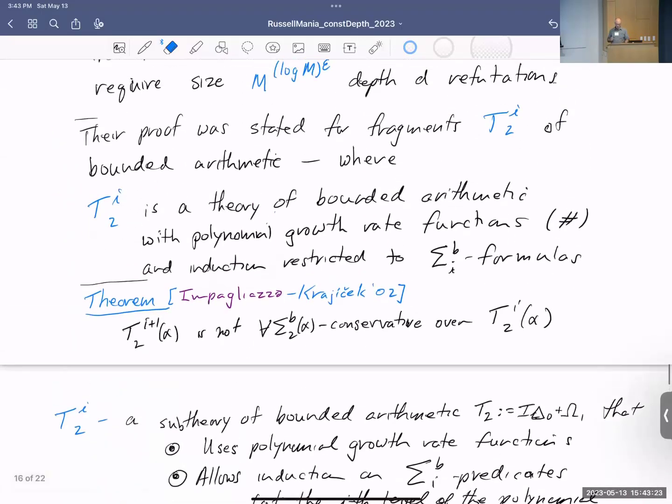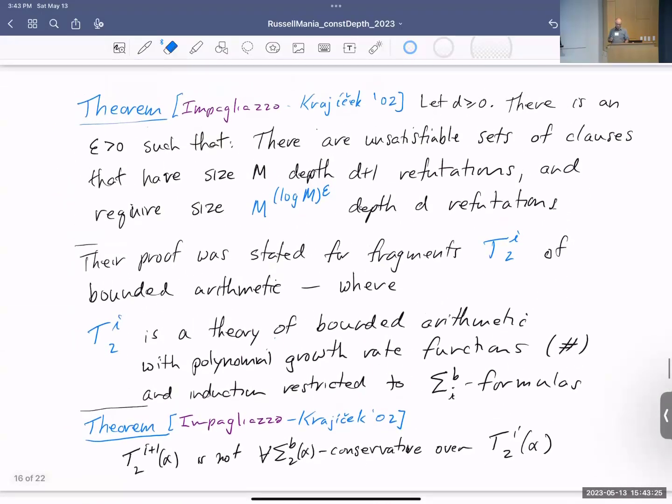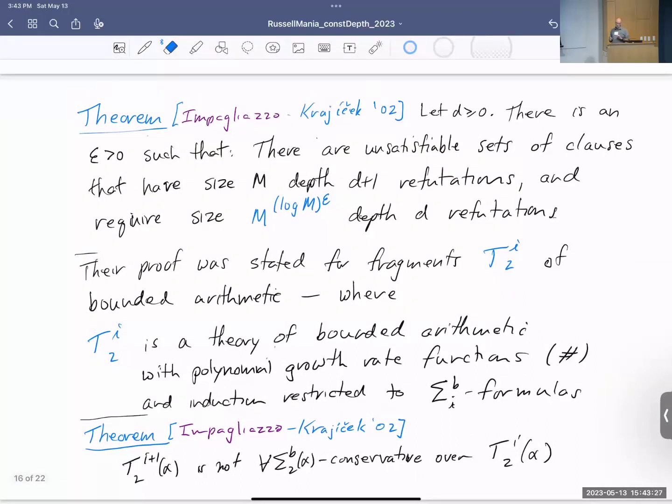But basically they stated for T_2^i that T_2^{i+1}(alpha) is not conservative over T_2^i. In other words, for these low complexity formulas, for all sigma^B_2 of alphas, they stated it. There are some things that are provable in T_2^{i+1} that are not provable in T_2^i.